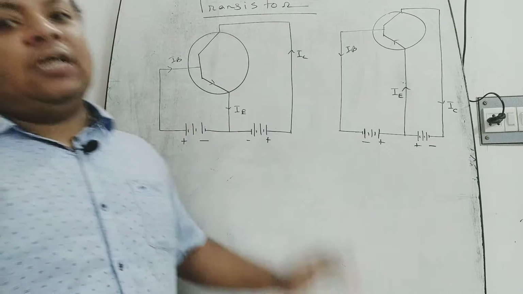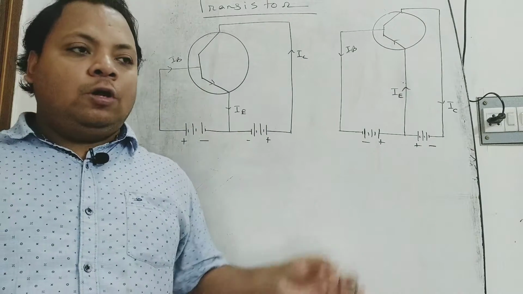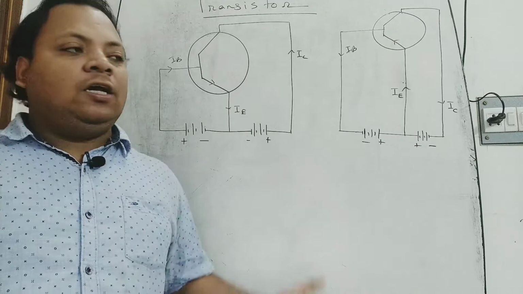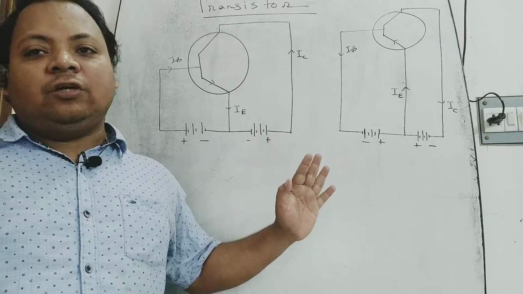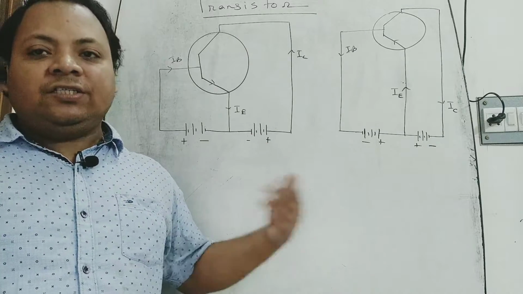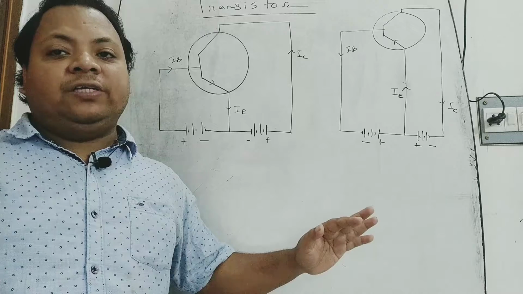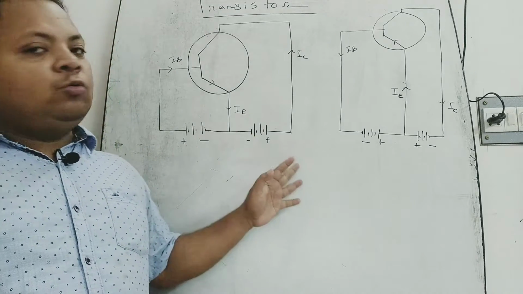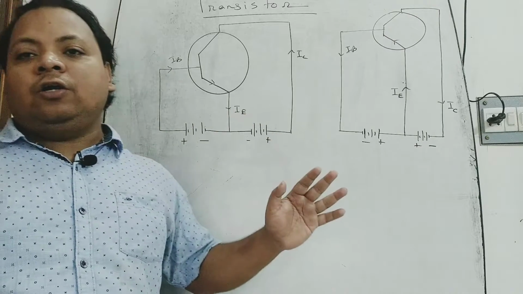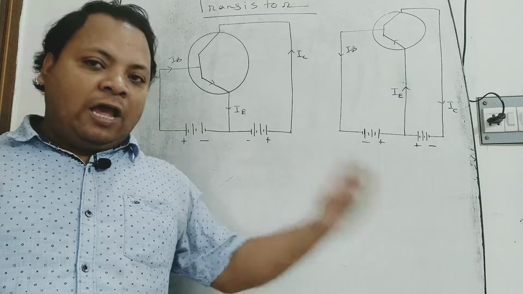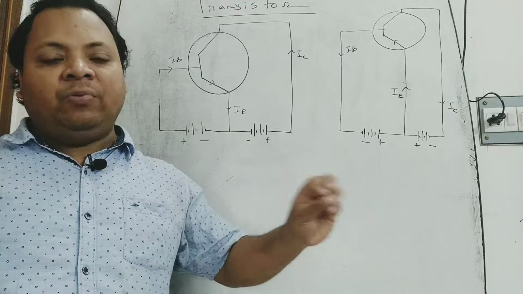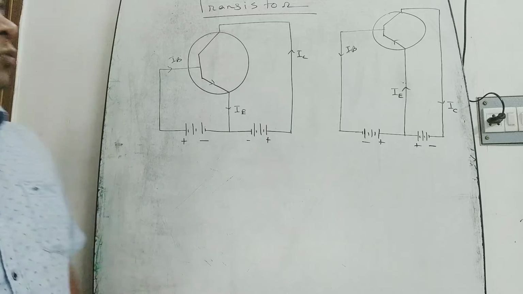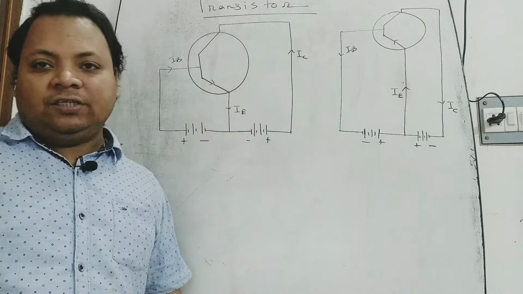This common emitter circuit is very useful in electronic devices, since the current magnification for common emitter circuit is huge compared to common base or common collector circuit. That's why we use common emitter circuit to amplify, in amplifiers or in oscillators, etc.